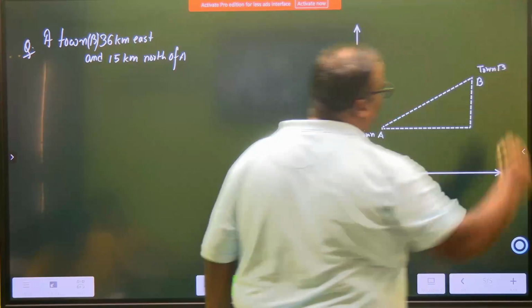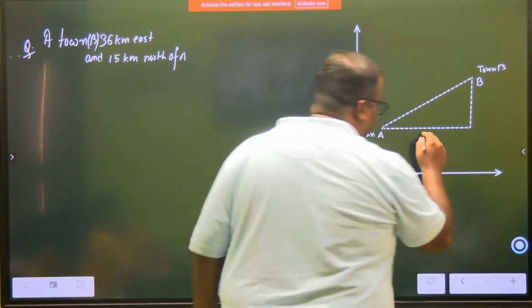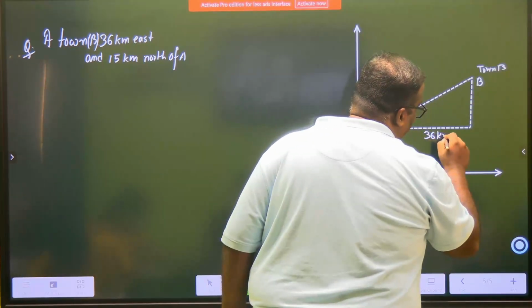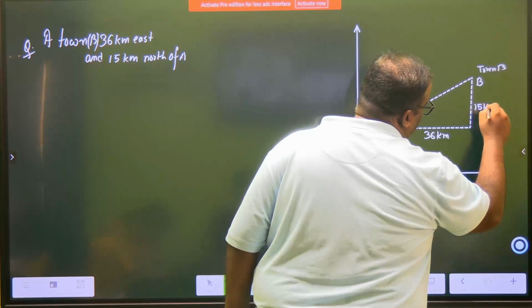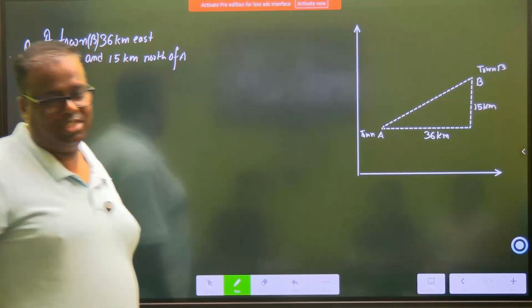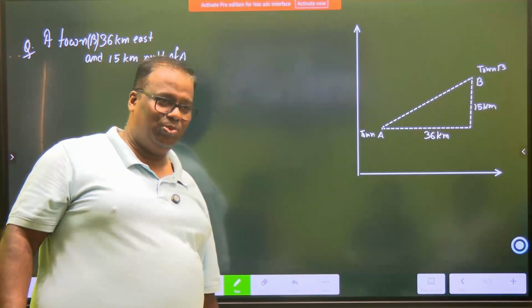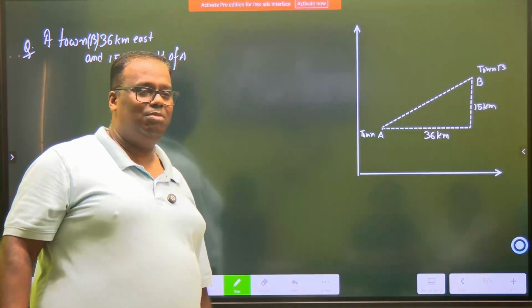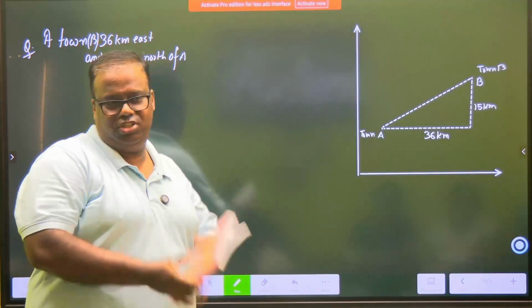First we have made our... and this is how much? 36 kilometer, 15 kilometer. This is an easier problem than even the points distance, only that there is a story to it. And why do they give this story? Because you all love stories. You all love Percy Jackson, you know.